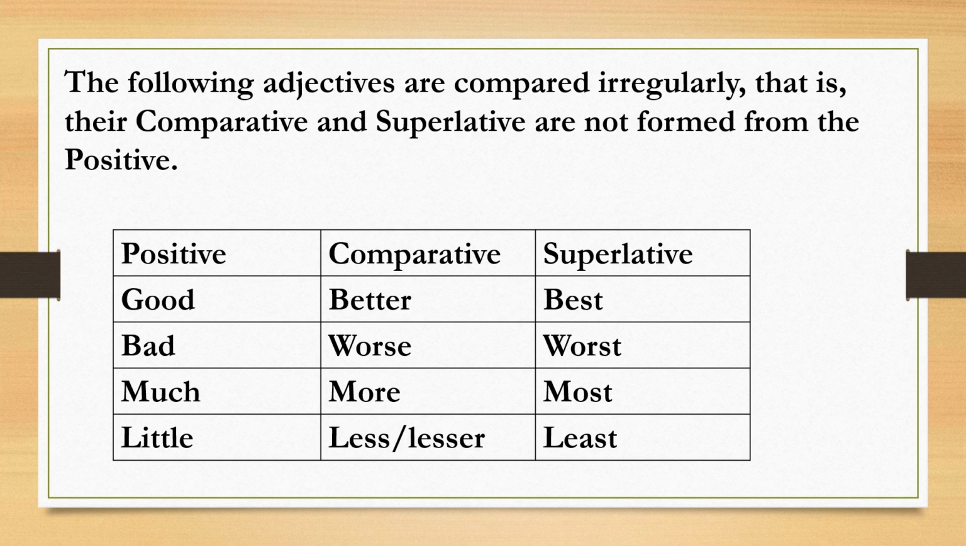Similarly, the word bad in the positive is worse in the comparative and worst in the superlative. The word much in the positive becomes more in the comparative and most in the superlative. The word little in the positive becomes less or lesser in the comparative and least in the superlative.